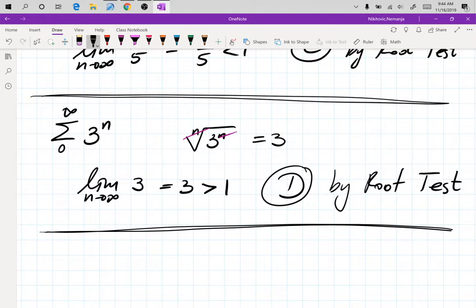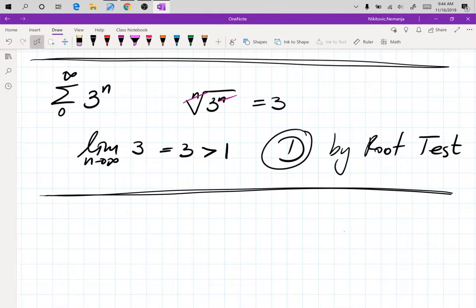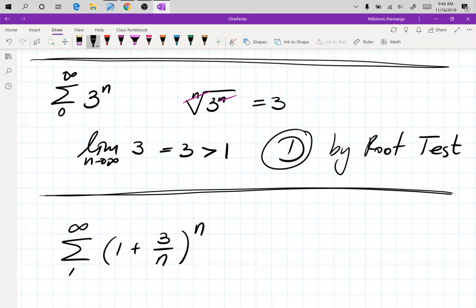Awesome, right? Now let's take a look at another example of the root test. Say you have the summation from 1 to infinity of (1 + 3/n) raised to the n power.